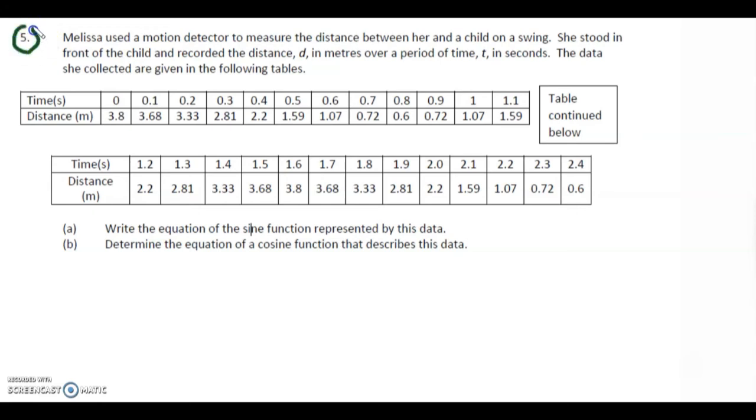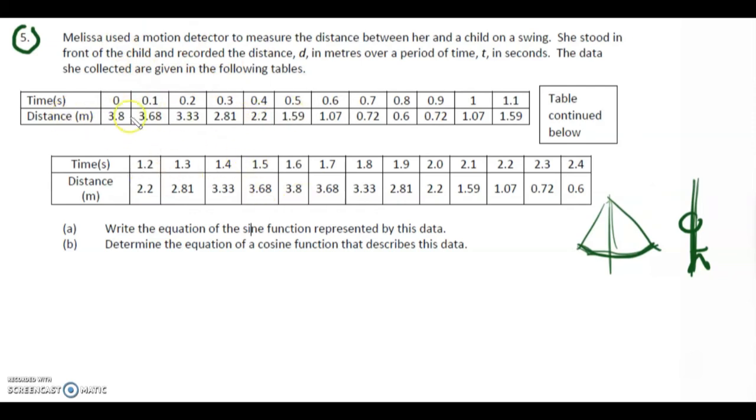Okay, number 5. Melissa used a motion detector to measure the distance between her and a child on the swing. She stood in front of the child and recorded the distance in meters over a period of time. So she could be here, and then the child on the swing would swing from here to here, kind of like a pendulum. So instead of referencing this middle point, we're actually referencing where Melissa's standing. The data she collected are given in the following tables.